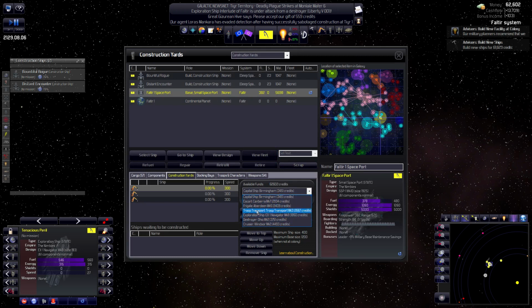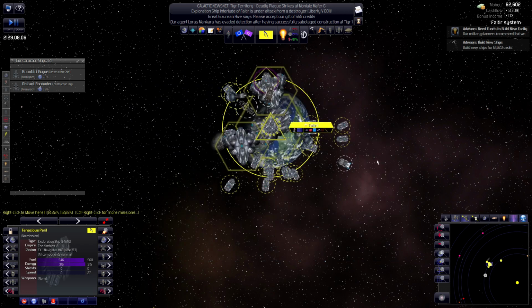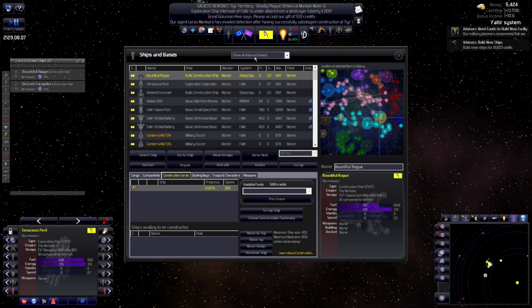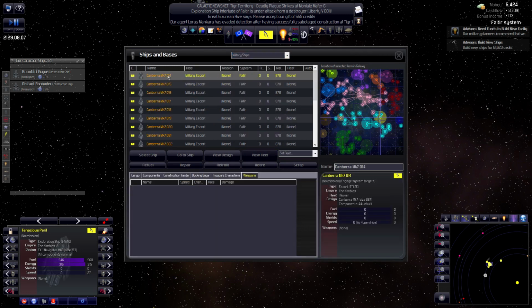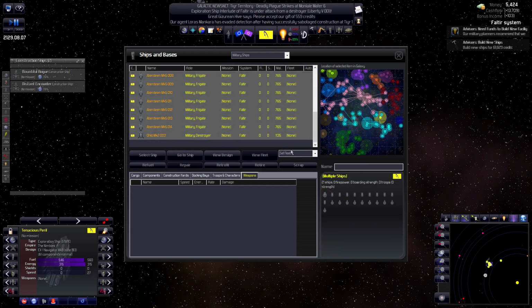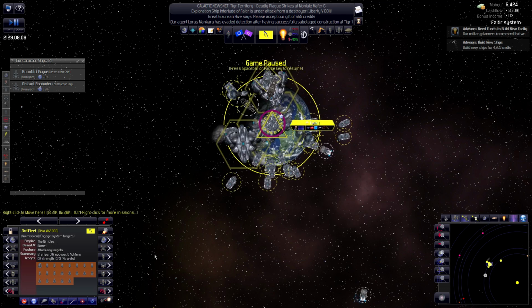Okay. I'm going to just pull up some. We'll do ten escorts, 10 frigates. Available funds, down to 9 grand. Alright, let's let that build right now and go to our military ships and make sure that everyone is in the same club. Set fleet, new fleet, third fleet is our home fleet, and we're going to make that auto.